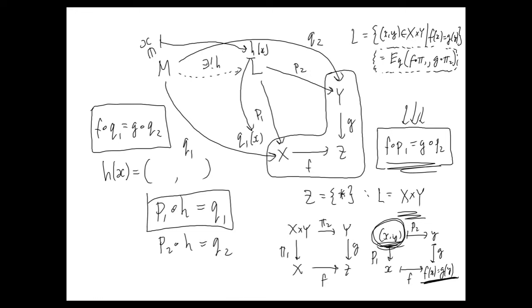So Q1 of x is actually the first projection of H of x. So H of x is a pair, and its first component is Q1 of x. So I can insert it here. And similarly, on the other side, P2 must map H of x to the same spot where Q2 maps x, which of course is Q2 of x. And so this one must be Q2 of x.